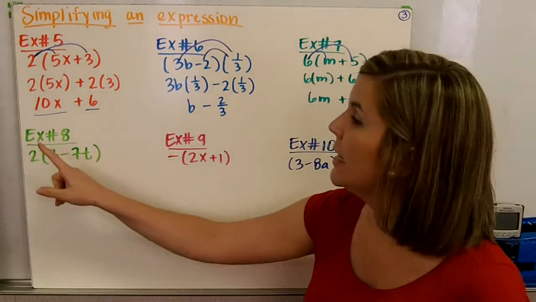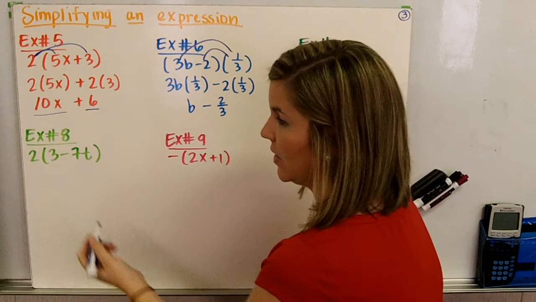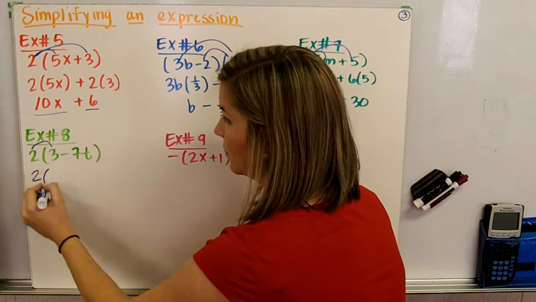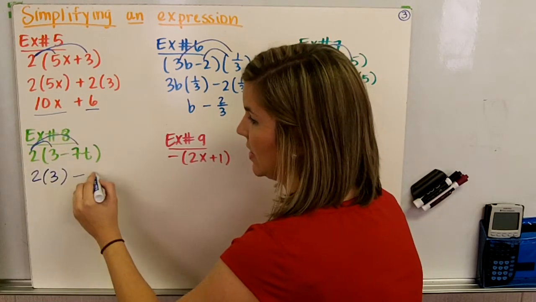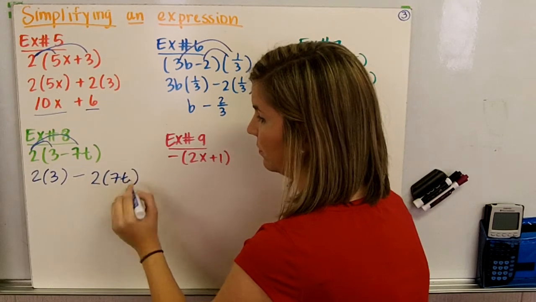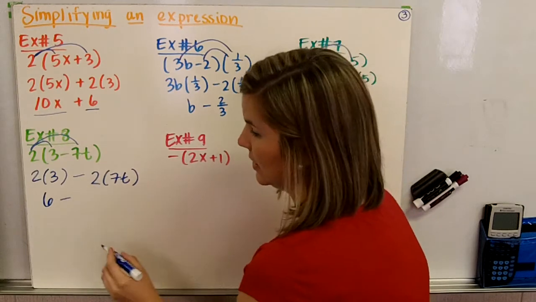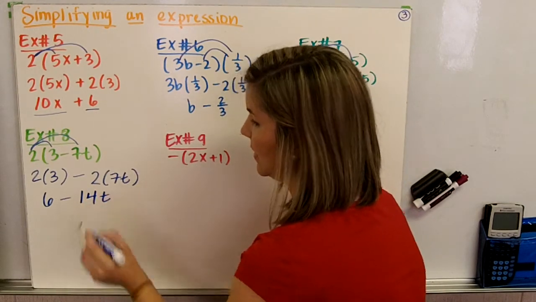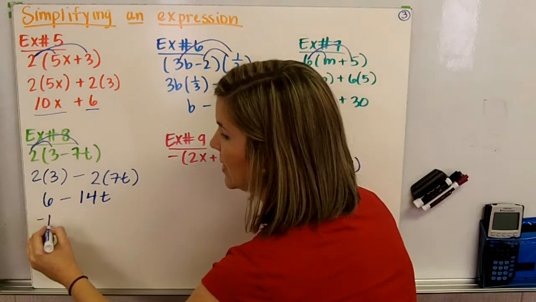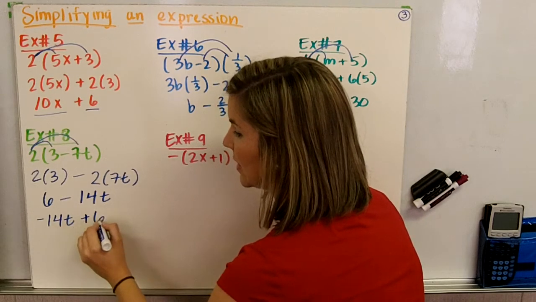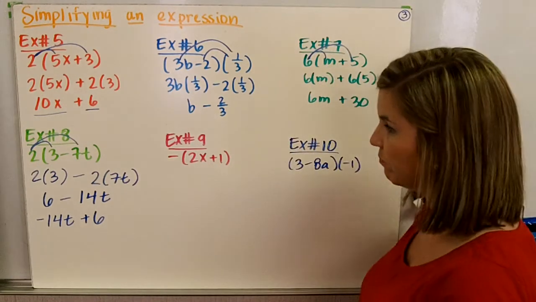Let's do a couple together. Example number 8. 2 times the quantity 3 minus 7t. So 2 times 3, keep the sign, minus 2 times 7t. 2 times 3 is 6, and 2 times 7t is 14t. So this is 6 minus 14t. You could also write it as negative 14t plus 6. This is a positive 6, that's a negative 14. So either way of writing it.